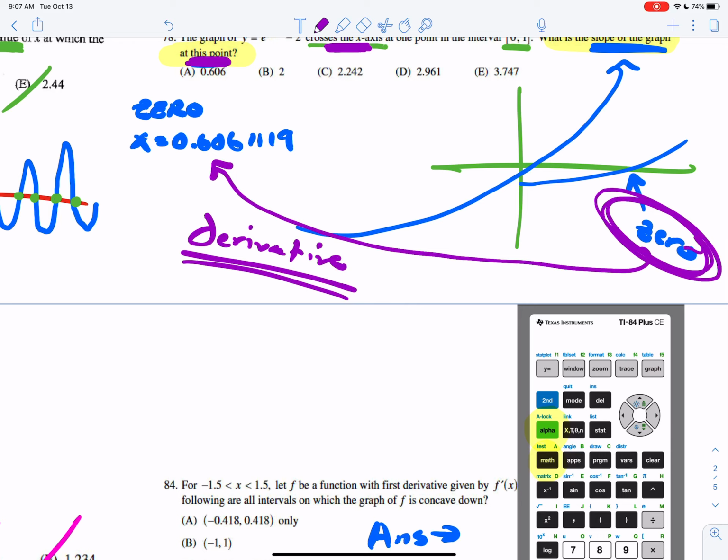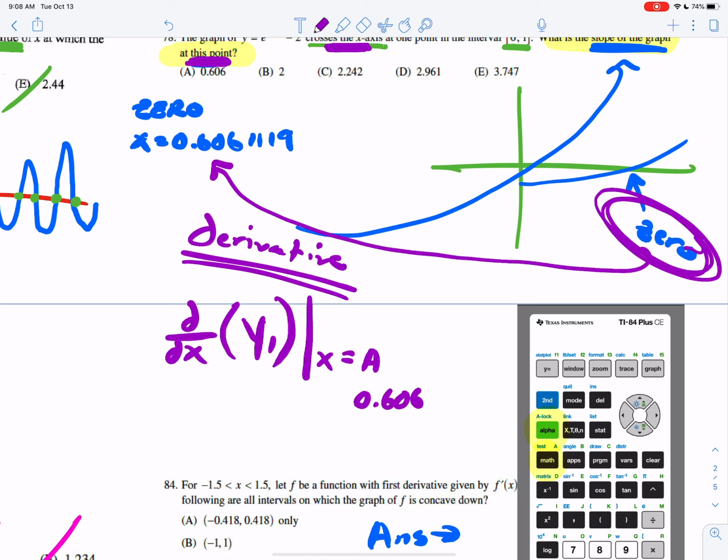Well, what's the value of our 0? 0.606119. Okay? So you have two options here. You could either type out 0.606119, or you can just put alpha A if you stored it. If you already told the calculator that that value will represent a letter, you could use that letter instead. This saves a lot of time later. You might not see a lot of value in this now, but you will see it later. So if you did it right, it should look like d over dx of y1 evaluated at x equals either A or 0.606119.